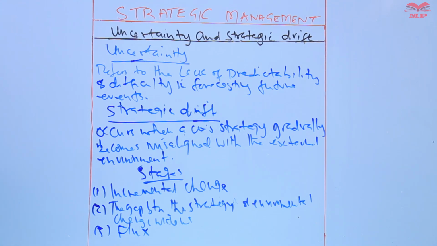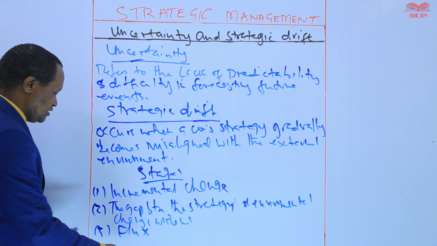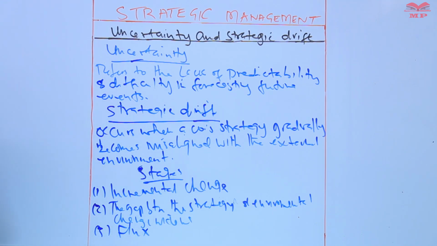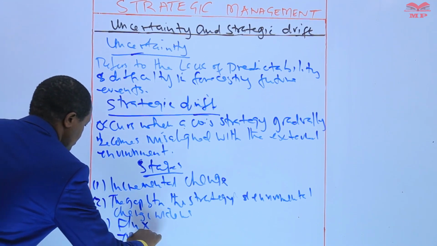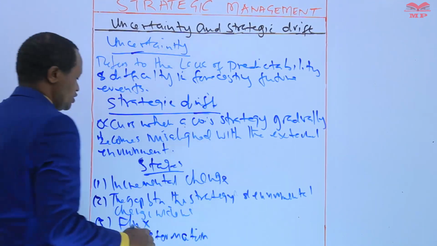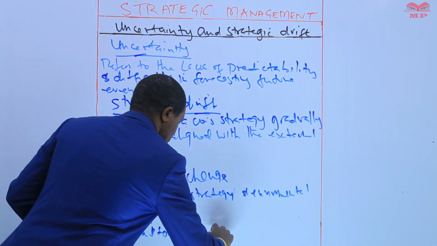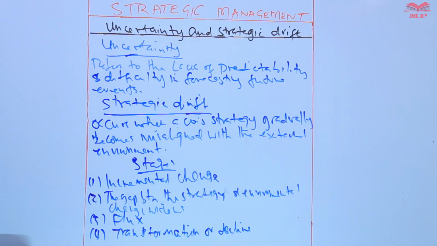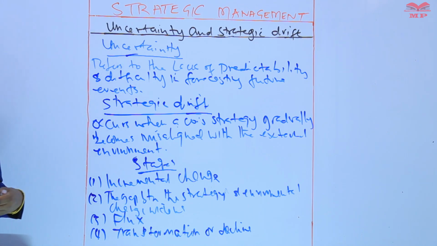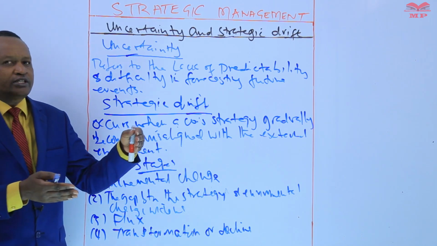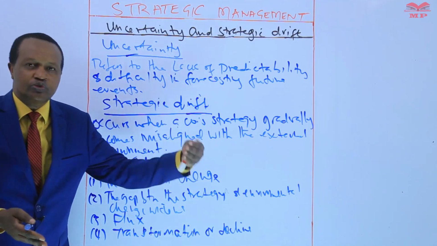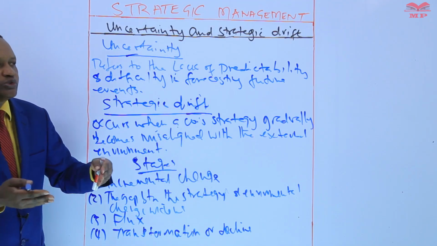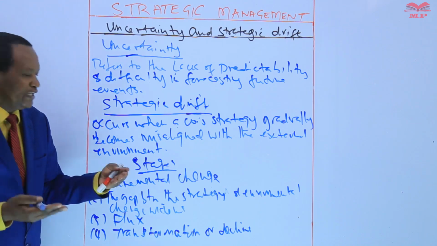Then after that period of confusion and instability, the company will face transformation or decline. And of course, this is negative transformation. The organization either undergoes a major transformation to realign its strategy with the environment or continues to drift, eventually leading to, say, decline and failure.